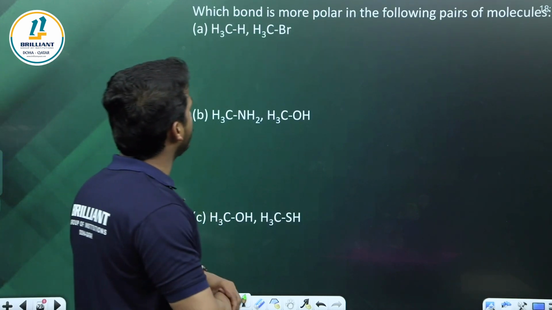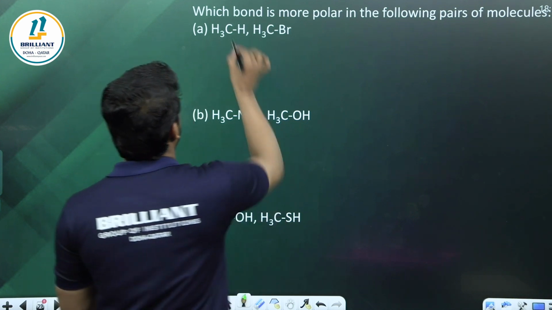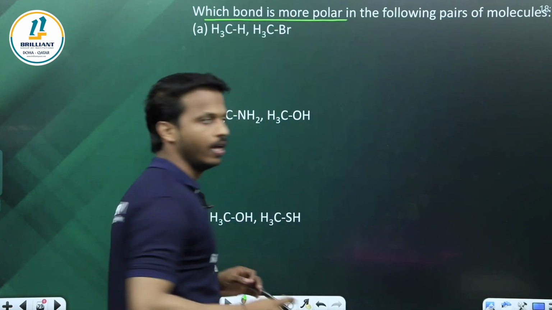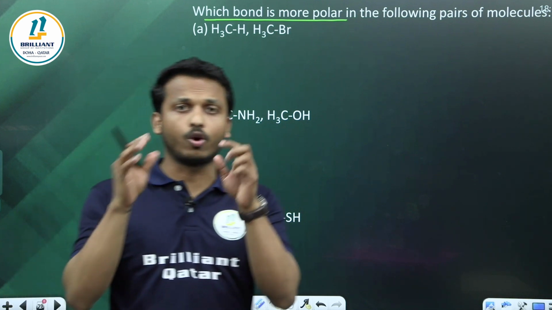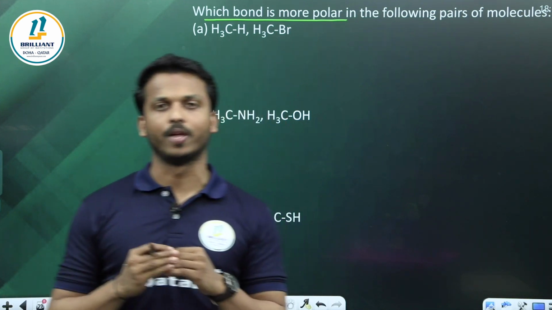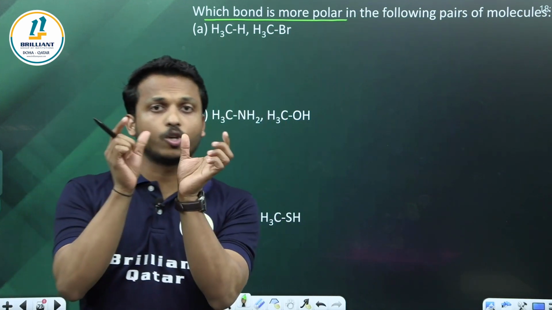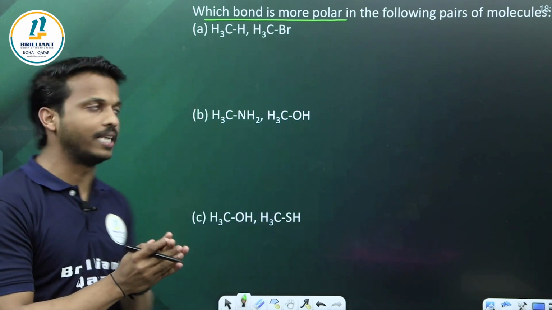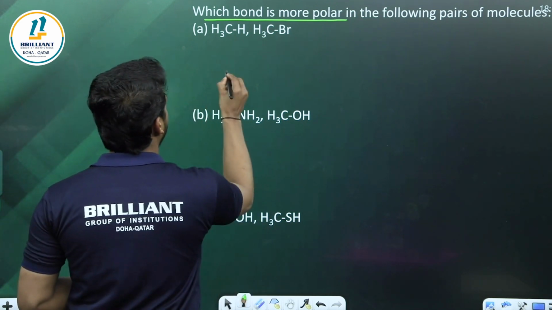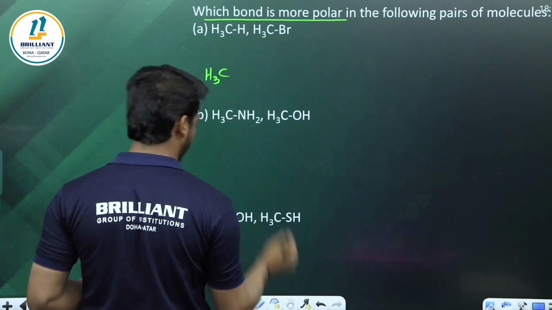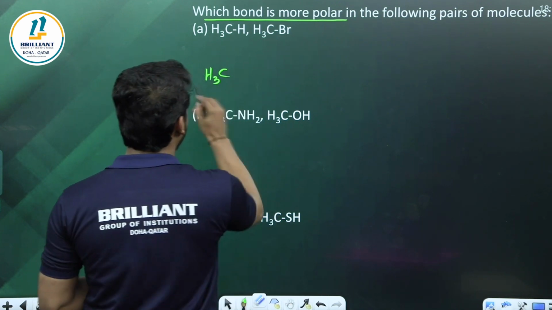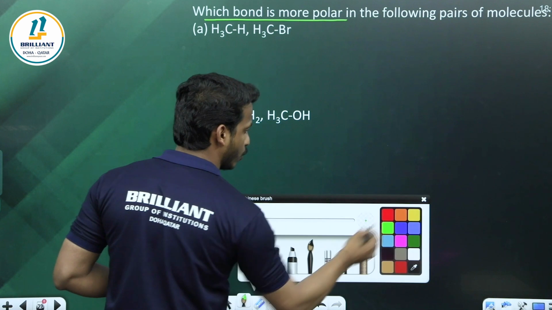Now, which bond is more polar in the following pair of molecules? Which bond is more polar? Basically, I told you polarity means charge separation. If it wants to be more polar, there should be a large difference in their electronegativity. Let's see. This bond is CH3. Okay, let me explain here itself. Carefully listen on.